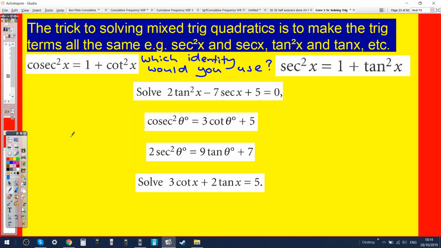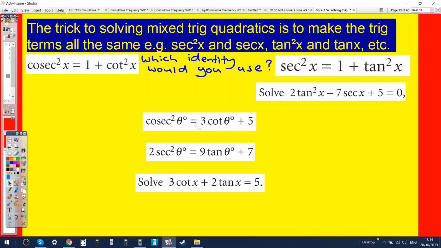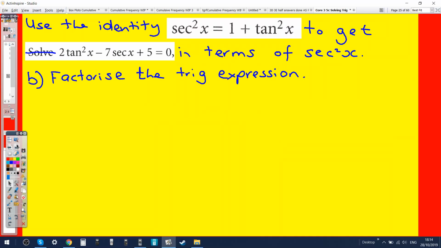Yes, so this is the identities. The trick to solving mixed trig quadratics is to make the trig terms all the same. So sec squared x and sec x, tan squared x and tan x. So which trig identity does the first one match up with so that you could swap values out? The first identity being solve 2 tan squared x. So that's there, yep. This one? I'm not too sure what's going on. We'll just skip ahead and see how we do.